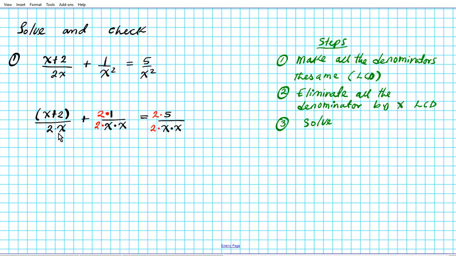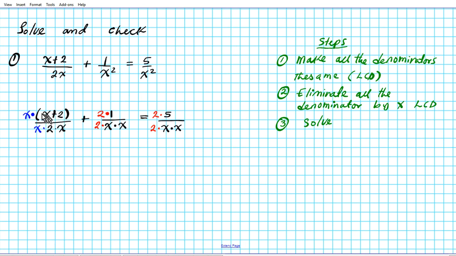Now take a look at all the denominators. Are they all the same now? The answer is no. They have a 2, but these two terms have 2 x's. This has only 1. So to fix that problem, we're going to multiply this term by x in the numerator and the denominator. Now let's combine everything back together.